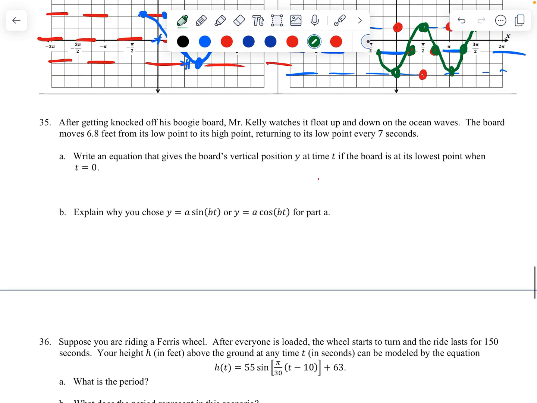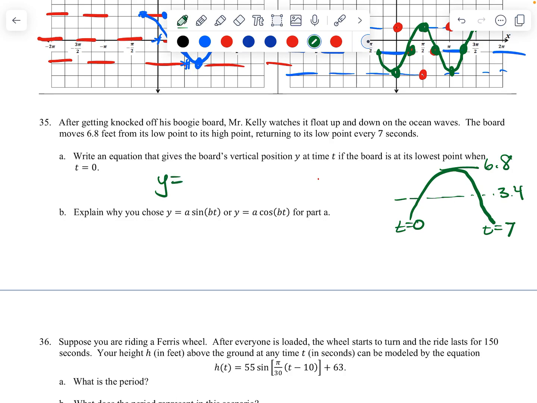So the next one, after getting knocked off his boogie board, Mr. Kelly watches it float up and down on the ocean waves. The board moves 6.8 feet from its low point to its high point, returning to its low point every 7 seconds. Write an equation that gives the board's vertical position of y at time t if its lowest point is time 0. So this is t equals 0, t equals 7, and a high is 6.8. So that means the mid would have to be 3.4.